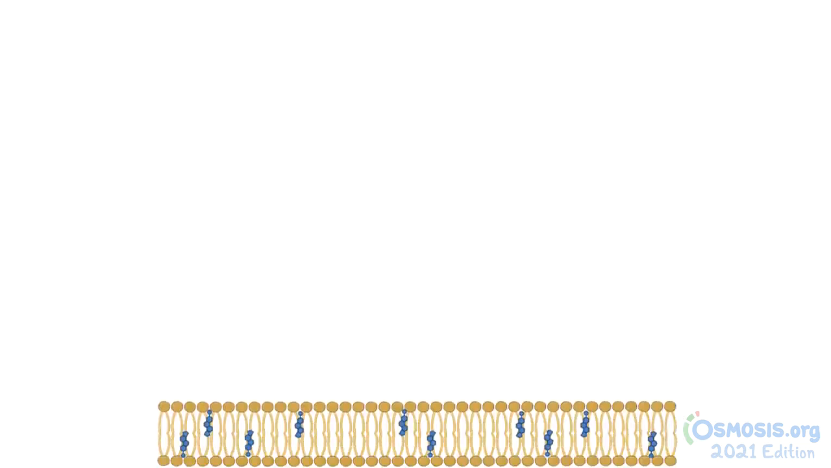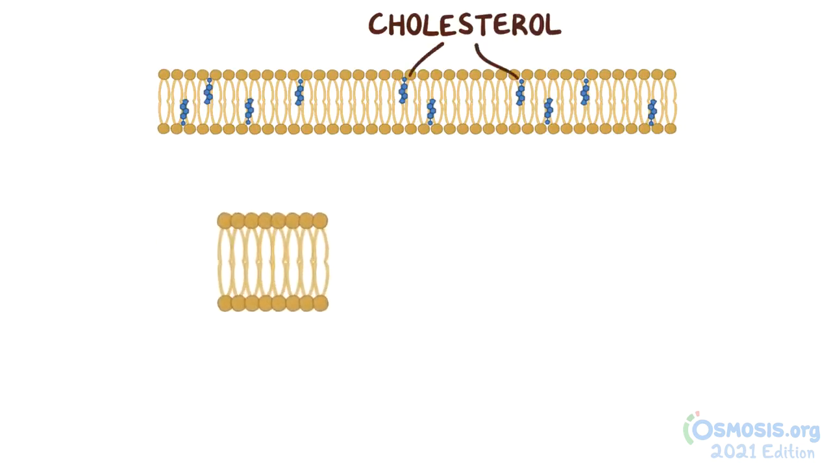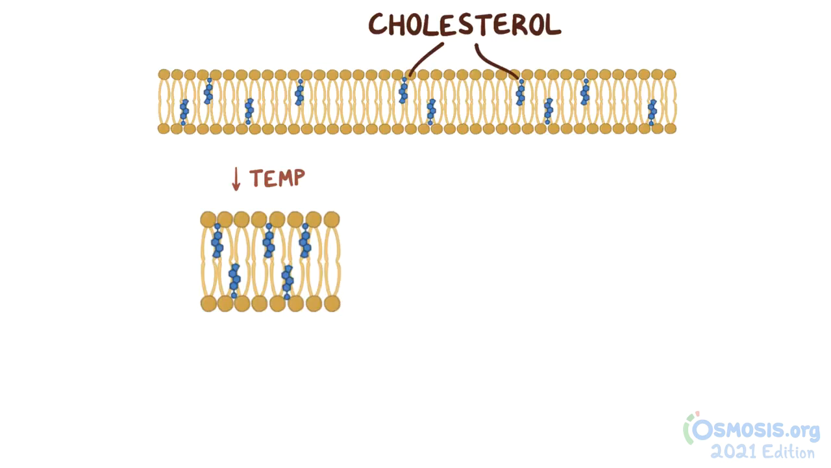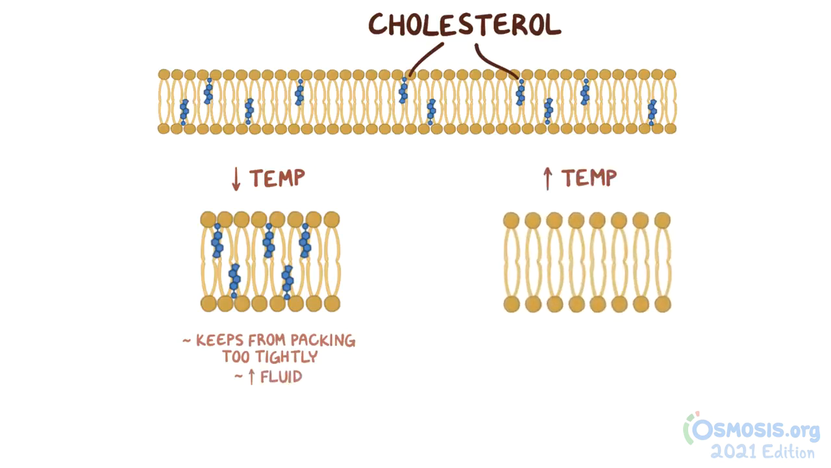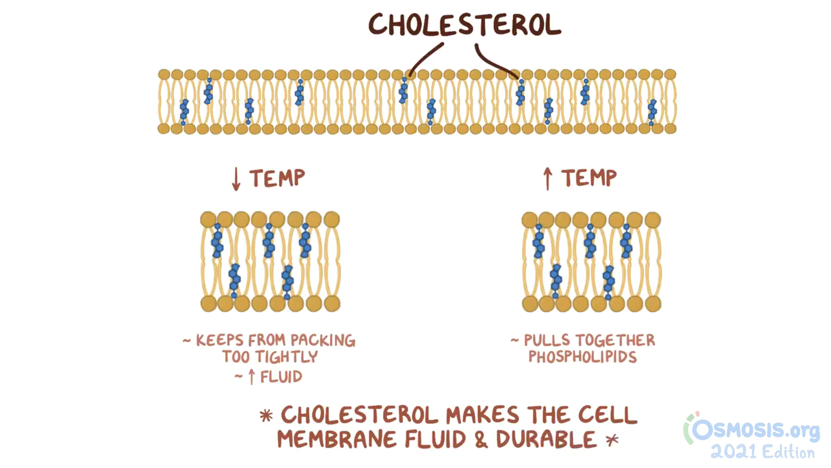Now, aside from the liver, every cell can make cholesterol for itself. One way cells use cholesterol is as a part of the cell membrane. And the role of cholesterol is twofold. At low temperatures, it squeezes in between phospholipid molecules and keeps them from packing too tightly together to keep the membrane more fluid. And at high temperatures, cholesterol pulls phospholipid molecules together, decreasing the space between them. So cholesterol makes the cell membrane fluid and durable, no matter the weather.